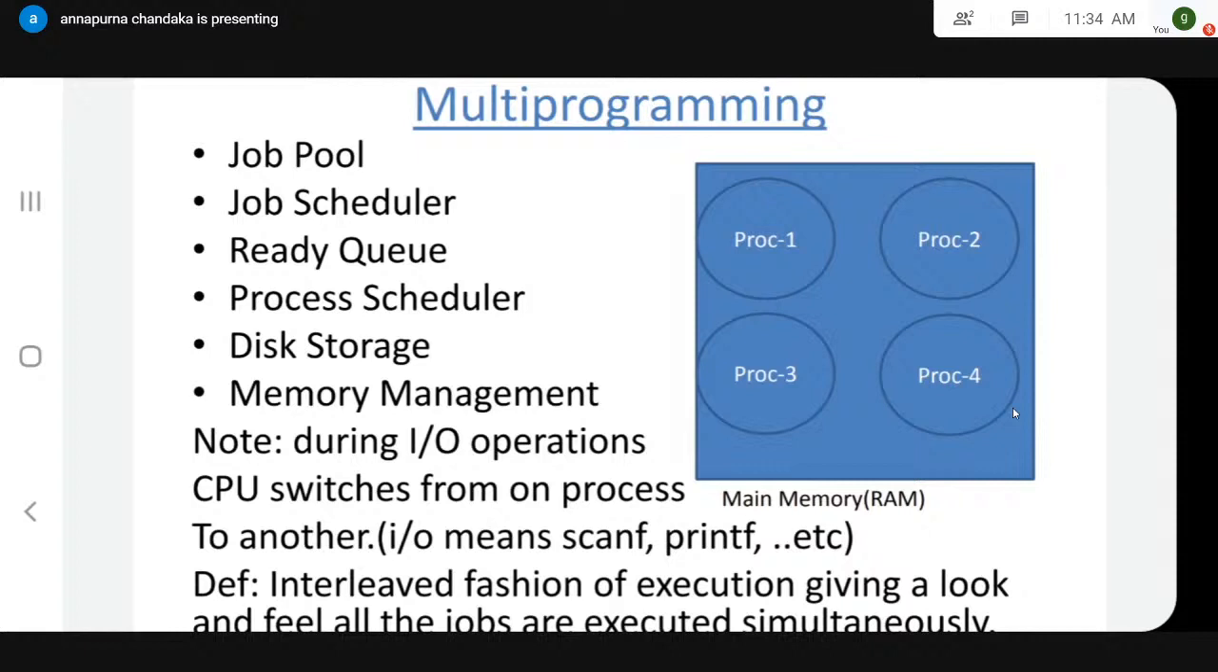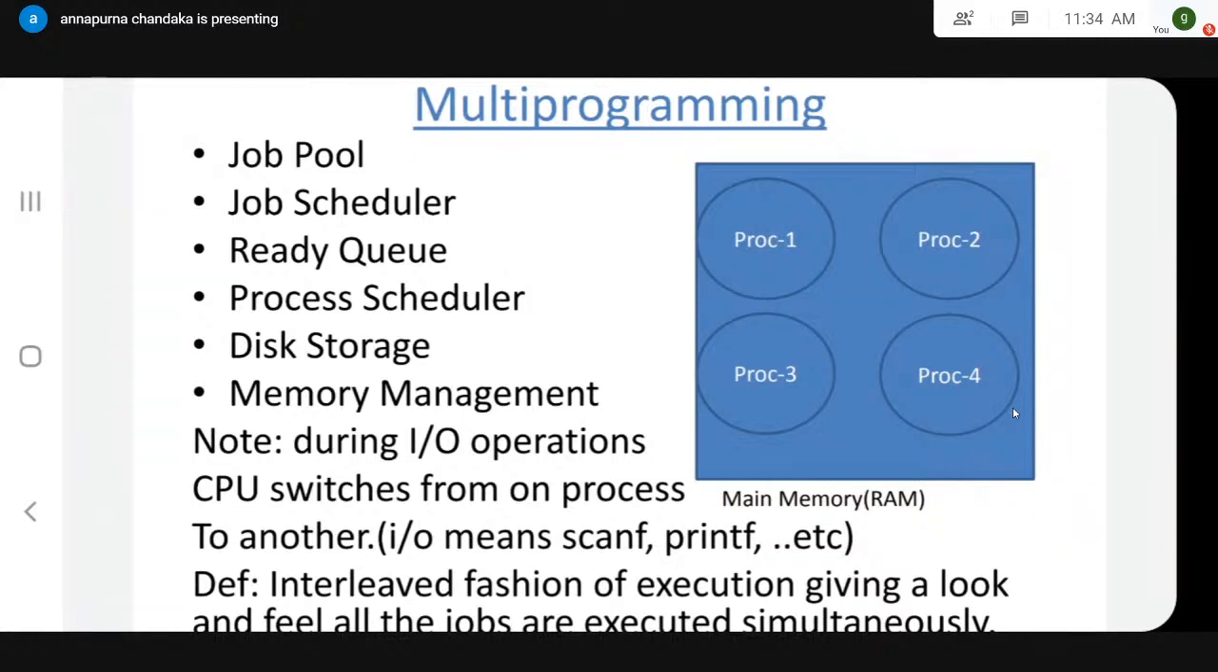Consider an outside person, outside the room, who is waiting. He is thinking, oh, the principal is talking with all 4 persons at a time. No, the principal is not talking with all 4 persons at a time. He is giving a look and feel that he is doing all 4 jobs at a time. Interleaved fashion of execution, giving a look and feel that all the jobs are happening simultaneously. This kind of process is called multi-programming.